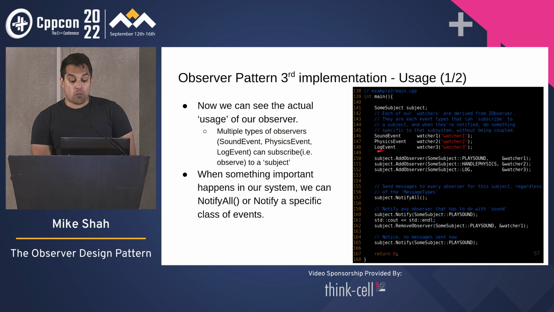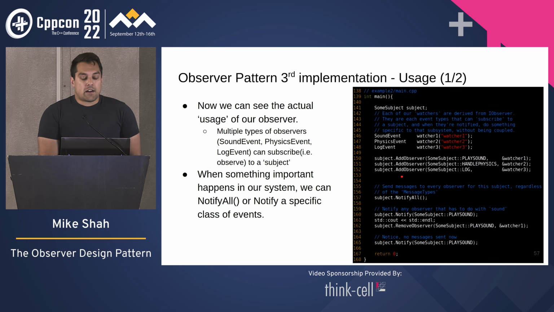But what's more interesting here, at lines 150 to 152, is that now I'm able to add observers to specific systems. So with sound event here, which is watcher 1, I'm saying, okay, some subject, that's where that enum belonged, that's part of the sound system. So play sound or sound system or music, whatever you want to call that, that's what watcher 1 is going to be part of. And then repeat the same thing for handling the physics for watcher 2, because watcher 2 is a physics event, and so on.